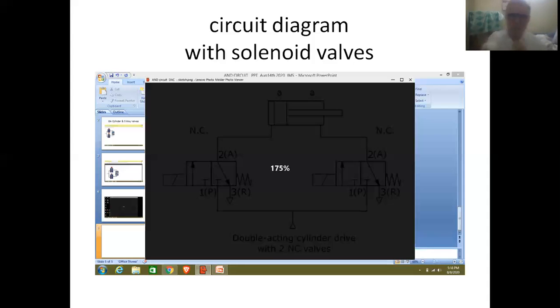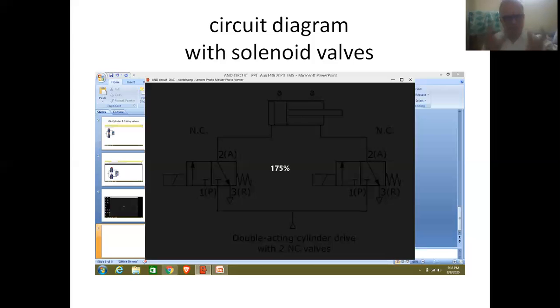So if the first solenoid is in on position, the second solenoid will be in off position, and that is used for forward stroke of the piston. And if the second solenoid is in on position, and the first solenoid will be coming to off position, that is used for performing the return stroke of the piston.